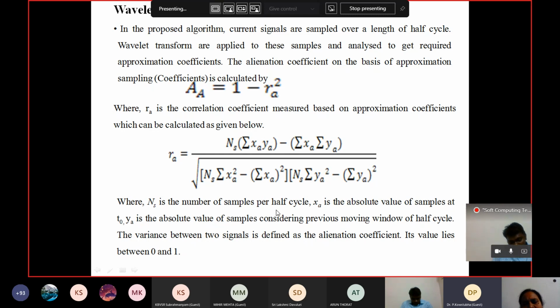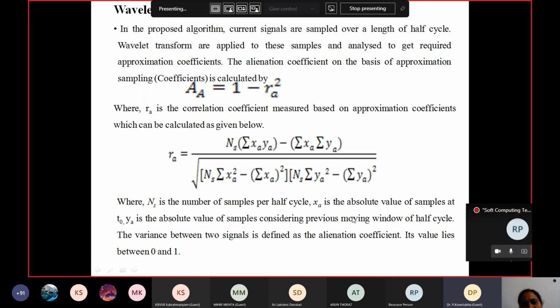NS is the number of samples per half cycle. XA is the absolute value of the sample set T naught. YA is the absolute value of the samples considering the previous moving window of half cycle. The variance between two signals is defined as the alienation coefficient. Its value lies between 0 and 1. Here we can take just one minute to think deeply.